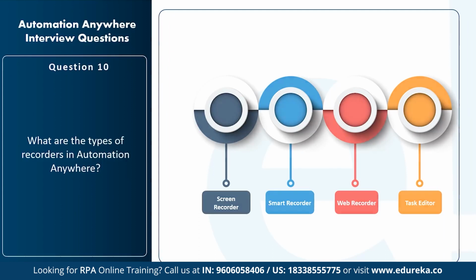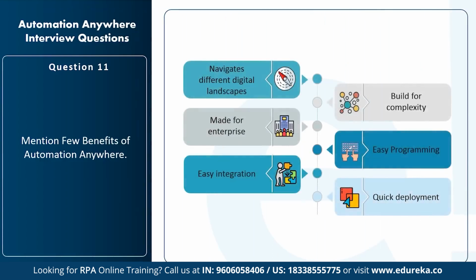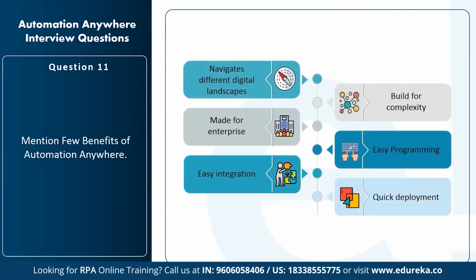Now moving on to the next question, that is, mention few benefits of Automation Anywhere. So the benefits of Automation Anywhere are, as you can see on my screen. So the benefits are mainly it navigates different digital landscapes, it's built for complexity, it is made for enterprise, it provides easy programming, it's easy for integration, and also offers quick deployment.